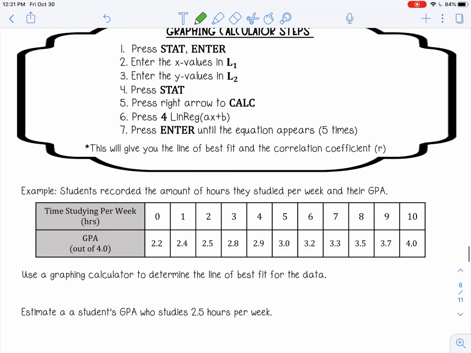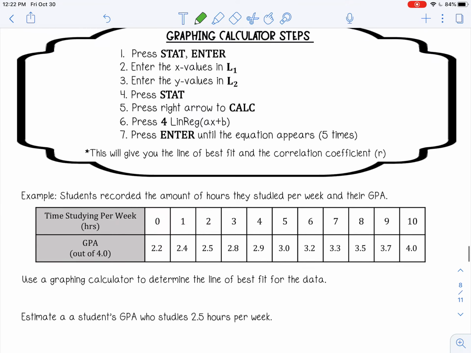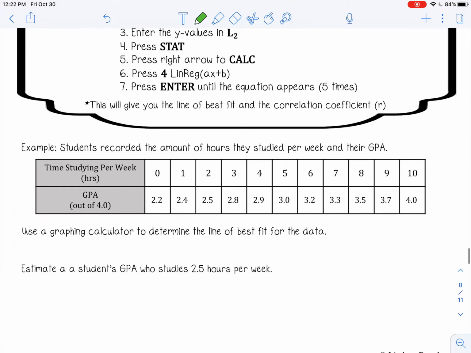Okay, so let's go ahead and try an example. Students recorded the amount of hours they studied per week and their GPA. Use a graphing calculator to determine the line of best fit for the data. So go ahead, pause the video now, grab your graphing calculator, type in this data, and find the line of best fit. Okay, so you should have gotten y equals -0.2x plus 22.